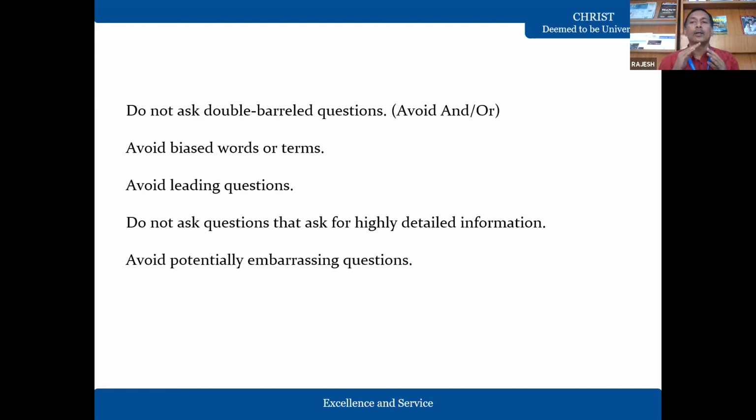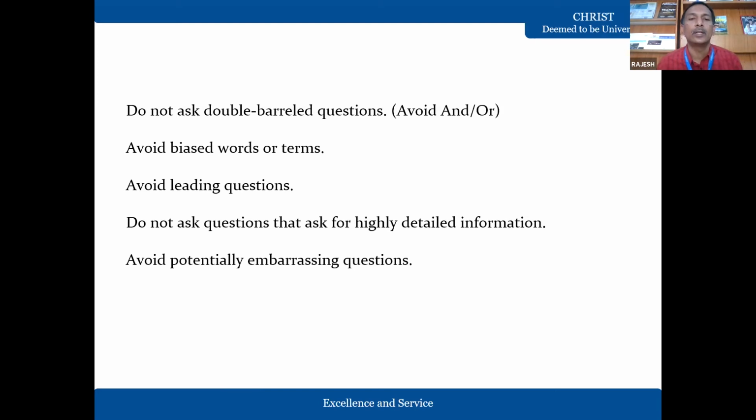So you have to divide these questions to make two questions. Do you think the government is effective? Do you think the government is corrupt? Like this. With 'effective or corrupt', I cannot say. I might think it's both effective and also, at the same time, corrupt to an extent. So please avoid having the words 'and' or 'or' in a question.